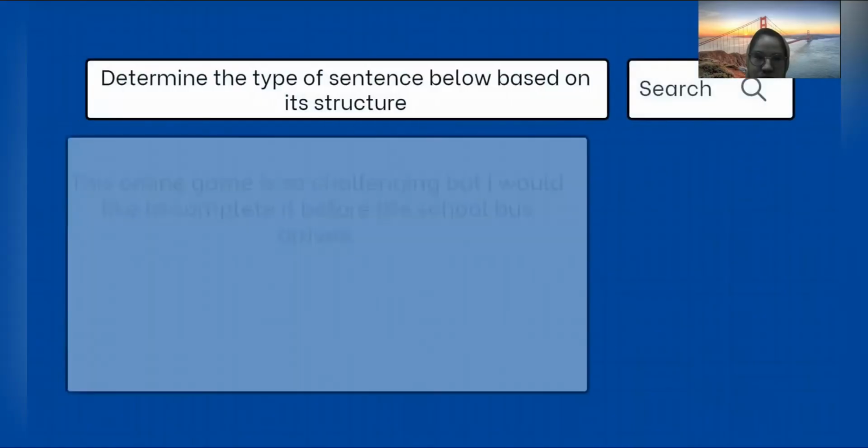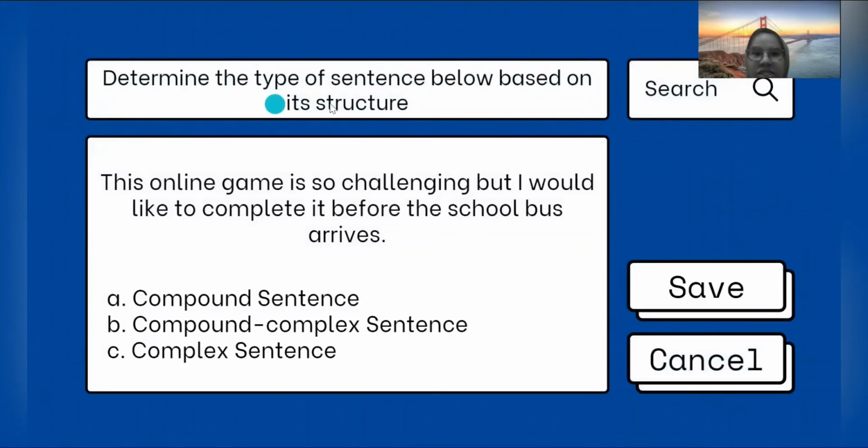Let's do some exercises. Determine the type of sentence below based on its structure. Number 1. This online game is so challenging, but I would like to complete it before the school bus arrives. A. Compound sentence. B. Compound complex sentence. C. Complex sentence.